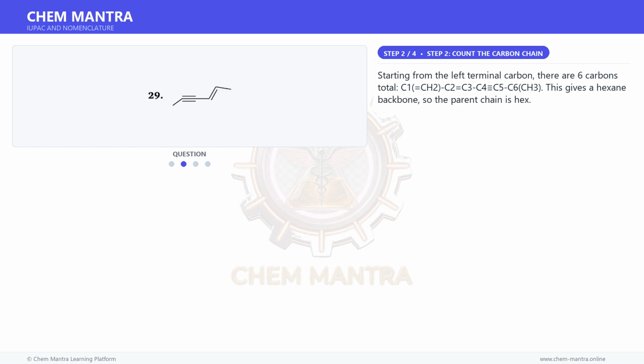Starting from the left terminal carbon, there are 6 carbons total. C1 is CH2, C2 is CH, C3, C4, C5, C6, CH3. This gives a hexane backbone, so the parent chain is hex.